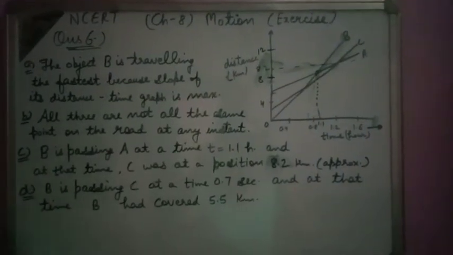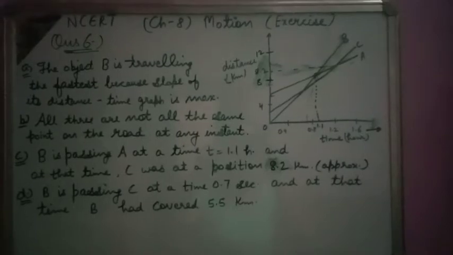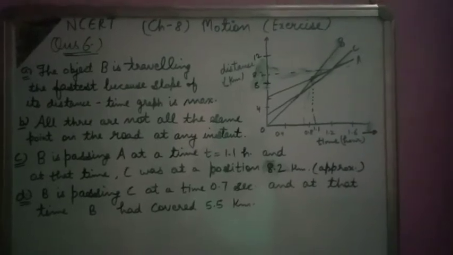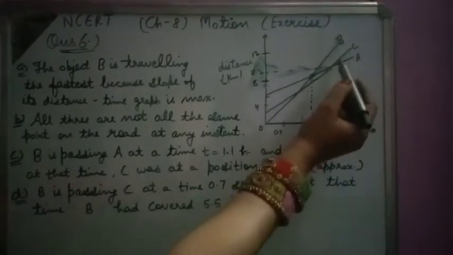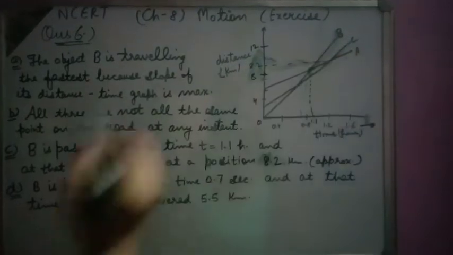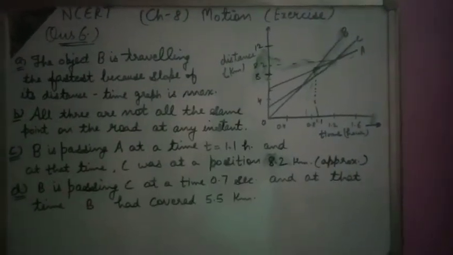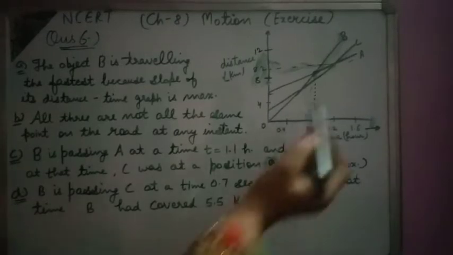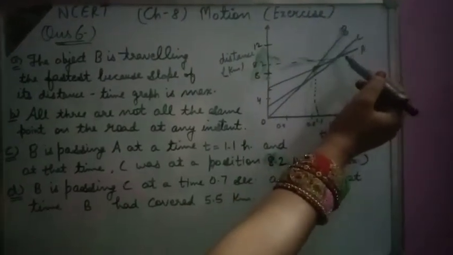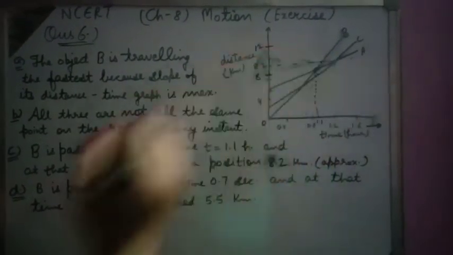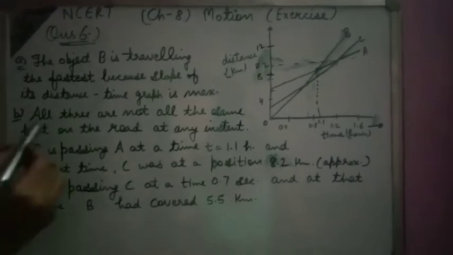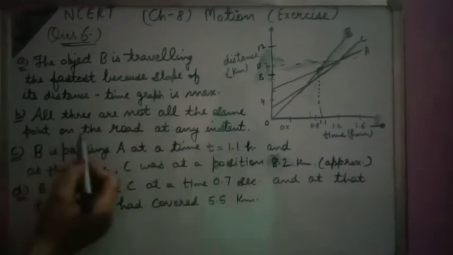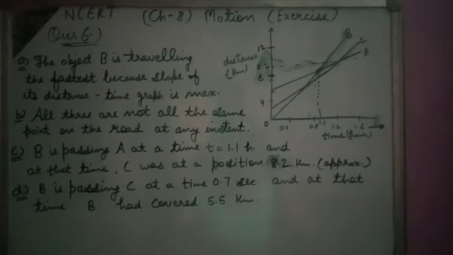Now in the second point, they are asking, are all three ever at the same point on the road? Meaning, will the objects A, B and C ever meet at the same point on the road? No, they will not meet, because from this graph you can see that all three are not meeting at the same point. So all three are not at the same point on the road at any instant.